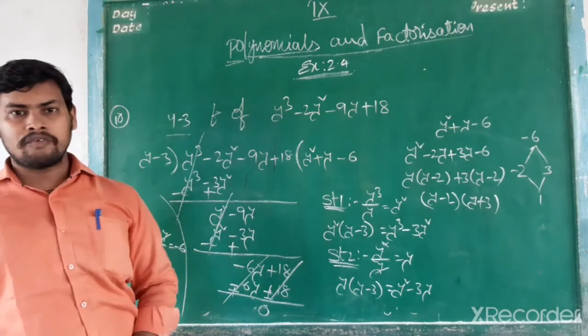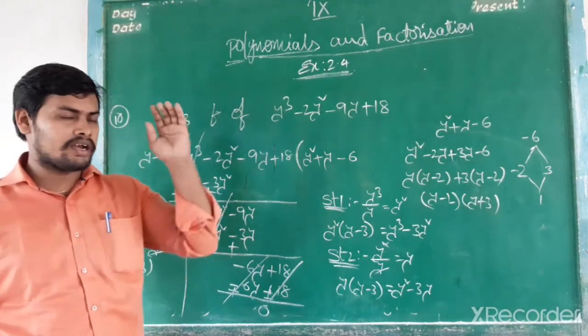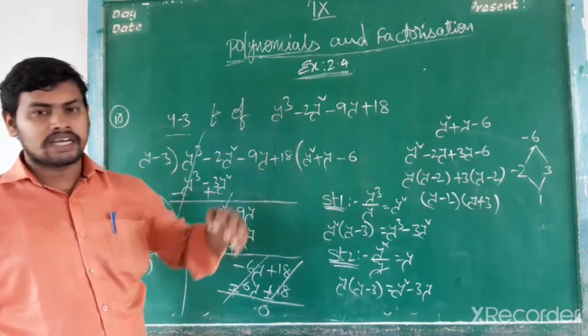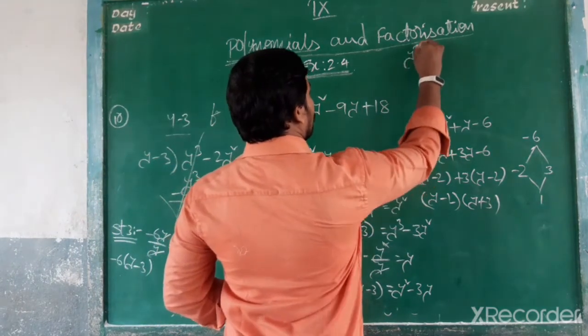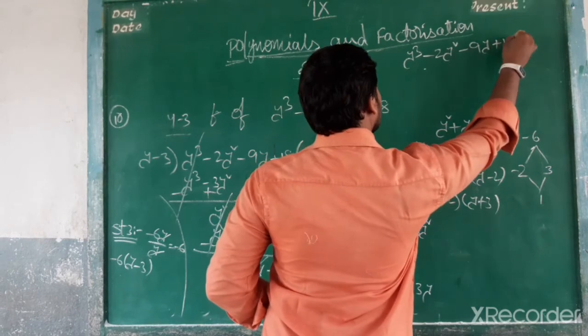There is another method we already discussed in the 7th round. We already found the factors of a cubic polynomial. Let's try the cubic polynomial. Factors of this cubic polynomial: y cube minus 2y square minus 9y plus 18.